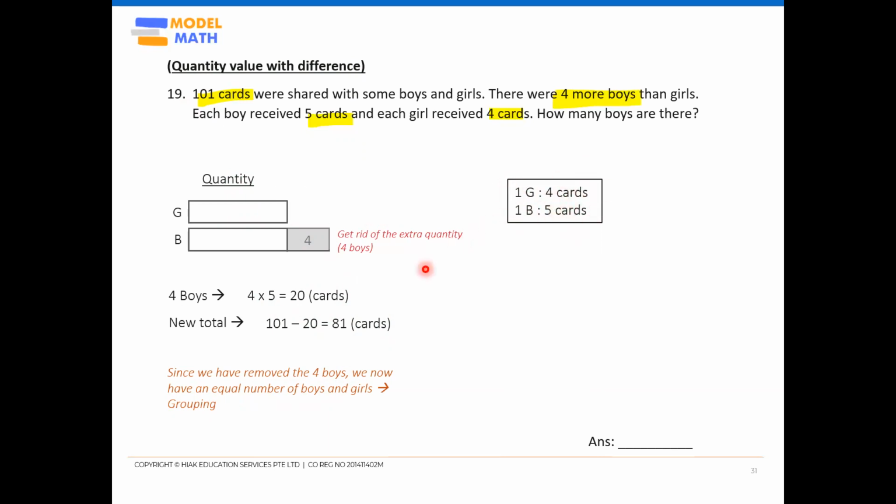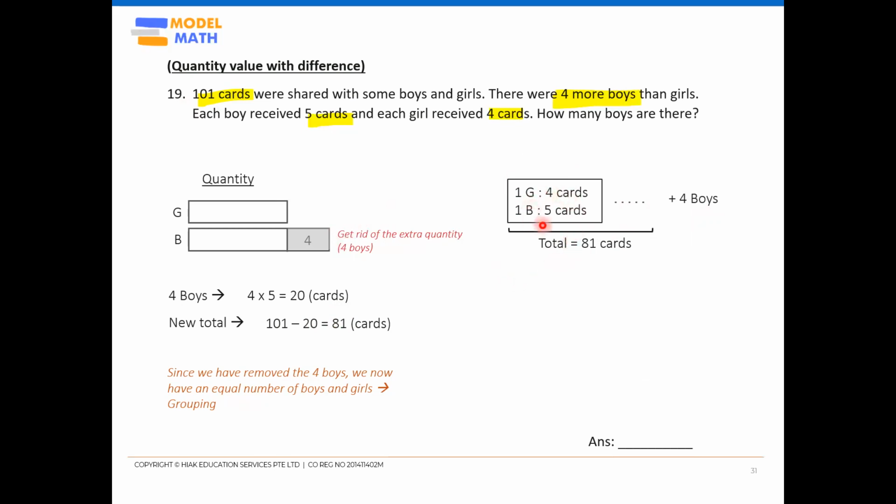Now, is one group enough to contribute to 81 cards? Obviously not. As you can see, one group is only 9 cards, right? So there must be many, many more of such groups to give us a total of 81 cards. Okay, so I just put dot dot dot. All this is my new total of 81 cards. Alright, and of course this hasn't included the 4 extra boys from previously that I've already removed.